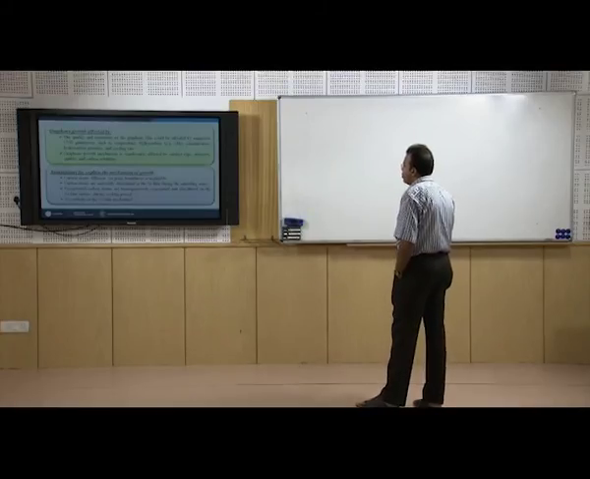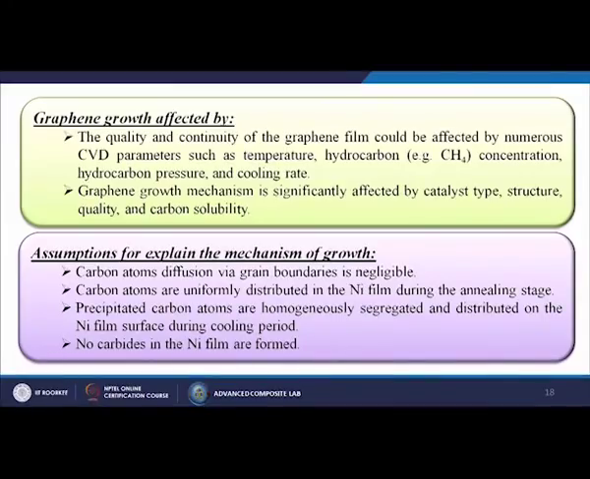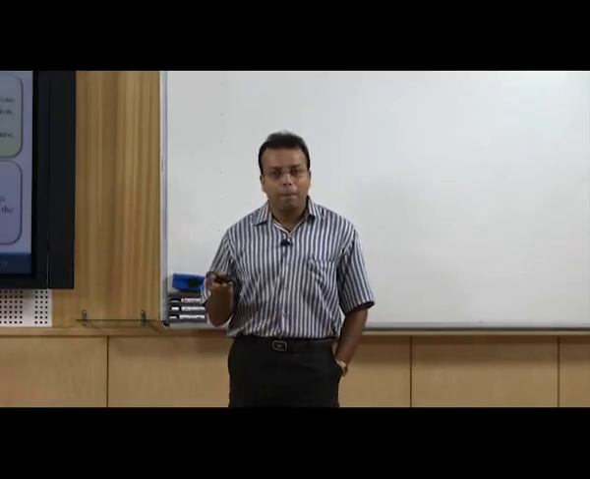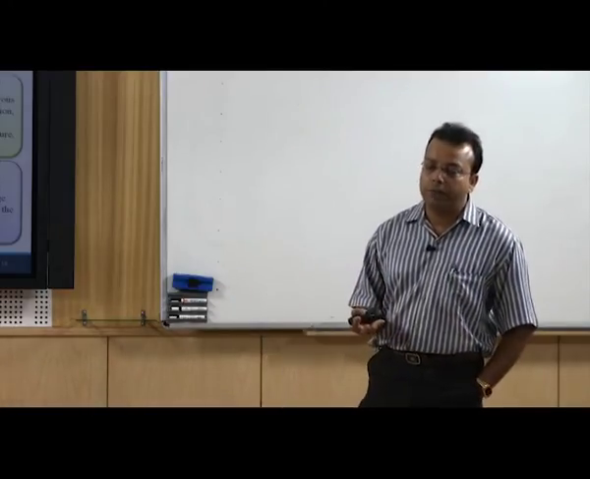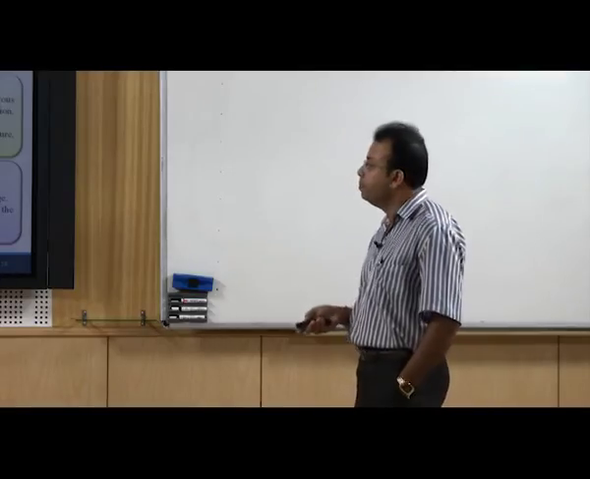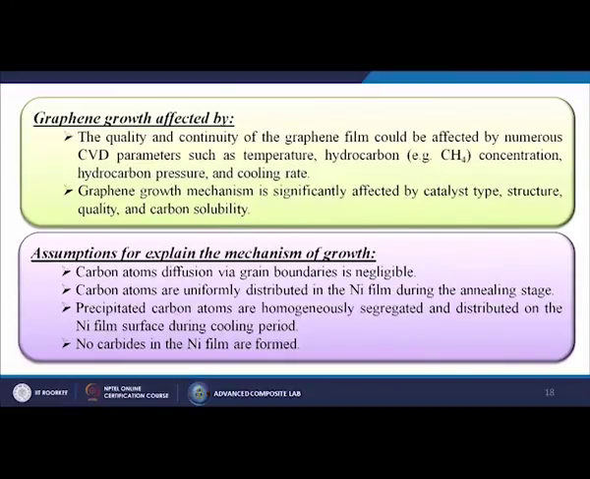Graphene growth rate, and the quality and continuity of the graphene film, could be affected by numerous CVD parameters such as temperature, hydrocarbon means CH4 methane concentration, hydrocarbon pressure and the cooling rate. The graphene growth mechanism is significantly affected by catalyst type, structure quality and the carbon solubility. These are all important input parameters by which we can control the growth rate of the graphene onto the nickel substrate.